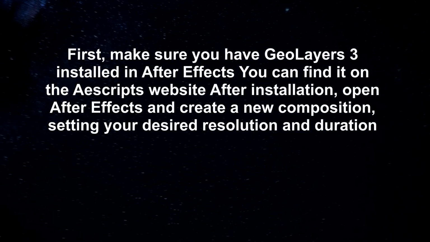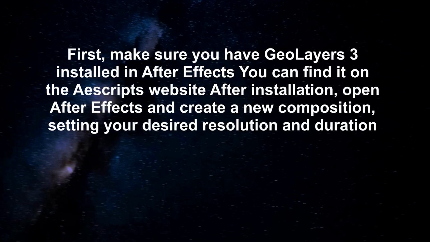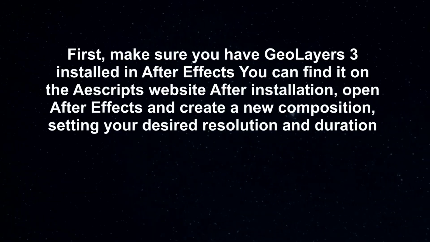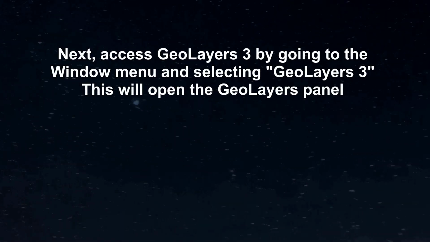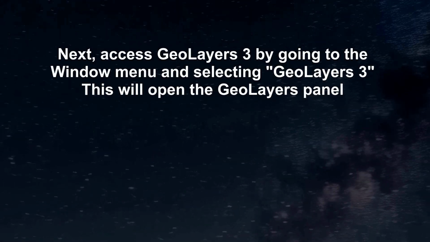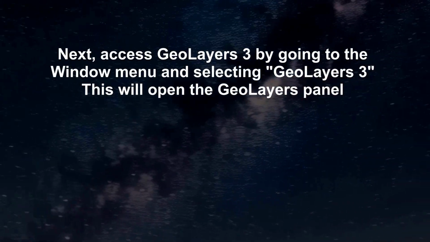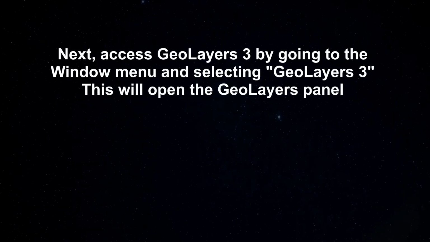Open After Effects and create a new composition, setting your desired resolution and duration. Next, access GeoLayers 3 by going to the Window menu and selecting GeoLayers 3. This will open the GeoLayers panel.